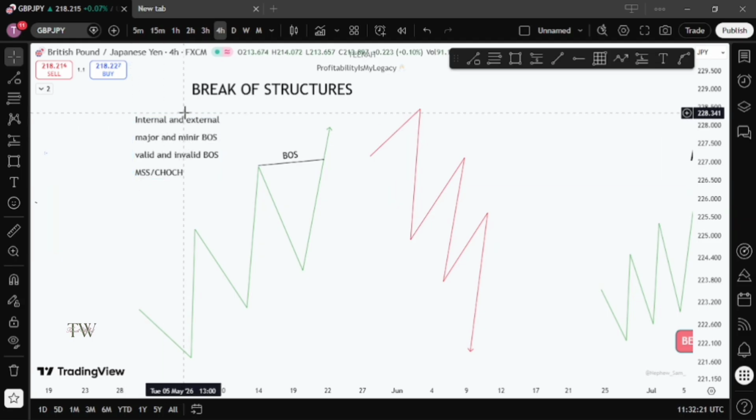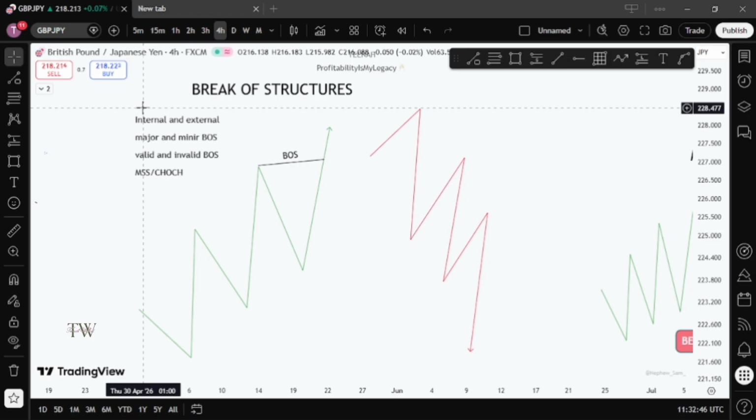Major, external. All right, they are the same. So you can call it major or external, or minor or internal. It's just as simple as that. So the minor break of structure occurs when price breaks a small swing within the trend. If you have actually been taking note from the beginning of the explanations or the definitions, you're going to see that it's just similar things. Okay, they are actually very similar.